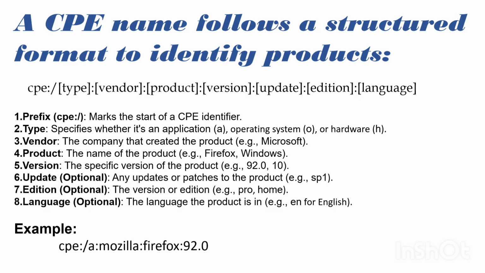Each product and version of Windows, a specific web browser or a router gets a unique identifier called a CPE name. A CPE name follows a structured format to identify products like parts, vendor, product, version, update, edition, and language. For example, here CPE colon slash E slash A represents the application, Mozilla represents the vendor, Firefox represents the product, and 92.0 represents the version of that product.